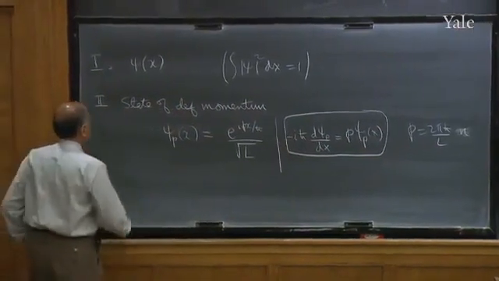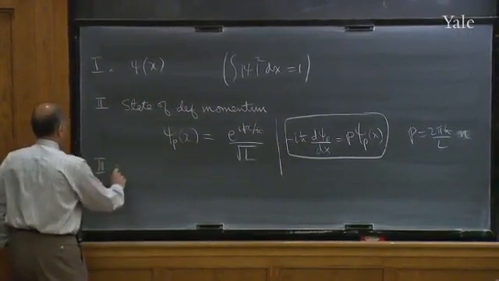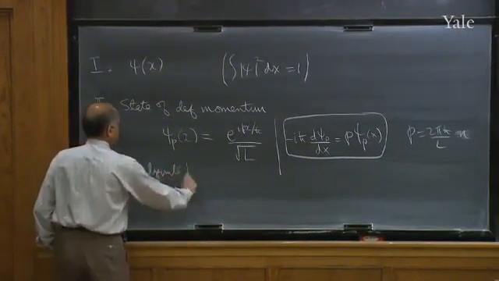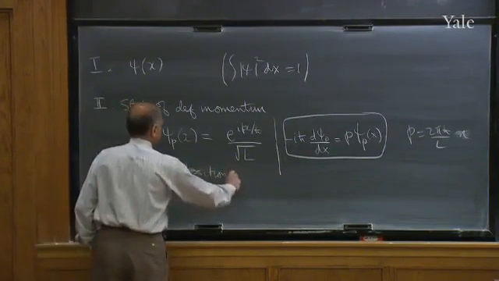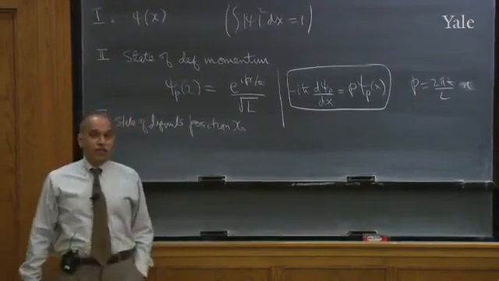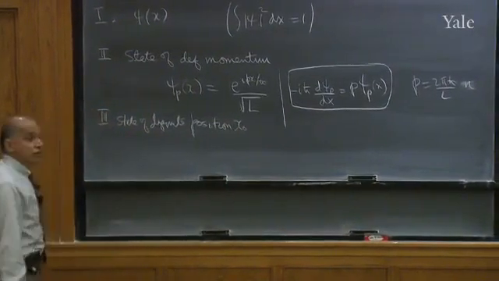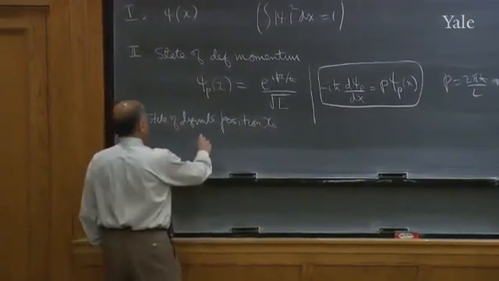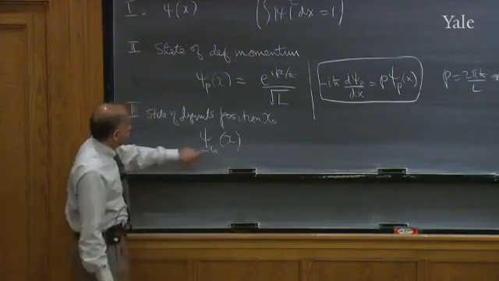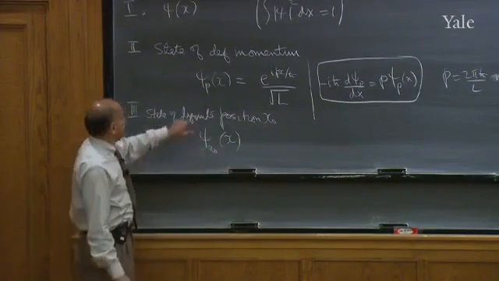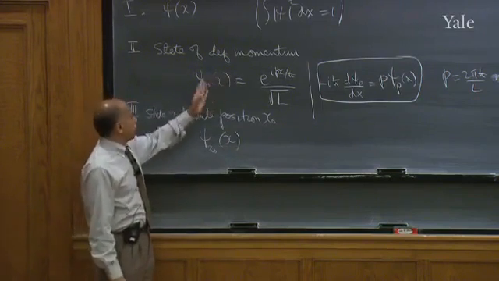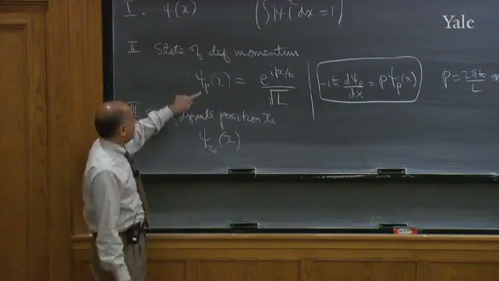Second postulate says, a third postulate, a state of definite position x naught. Namely, if you want to describe a particle which is guaranteed to be at x naught, what function describes that? I'm going to give the function the name psi subscript x naught. You have to be very clear on what this x naught is and what x is. Okay? This p is a label that says something about the wave function. This is a function of x, so x varies from minus to plus infinity. This is a label for the state.